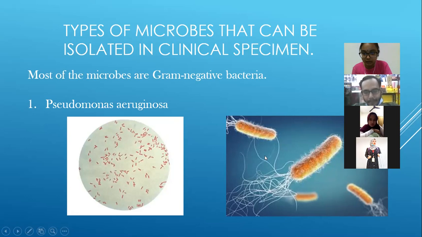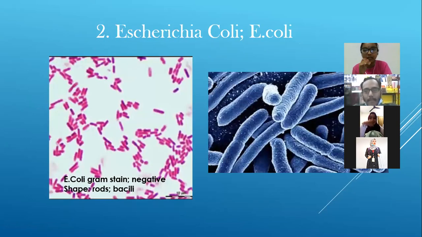So this one is a closer look at Pseudomonas. Next we have the E. coli, or Escherichia coli. It is a common microbe that lives in the large intestine of humans. Usually, the common disease that E. coli can cause is in the gastrointestinal tract, where it will infect the colon.